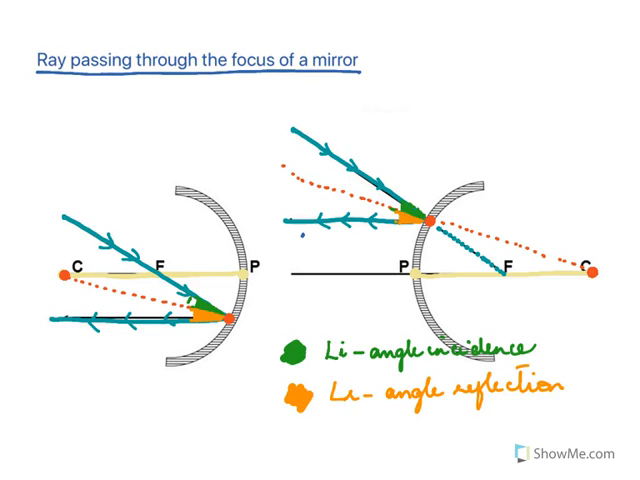So a ray that is passing through the focus, that is coming out through the focus, after reflection will go parallel to the principal axis.